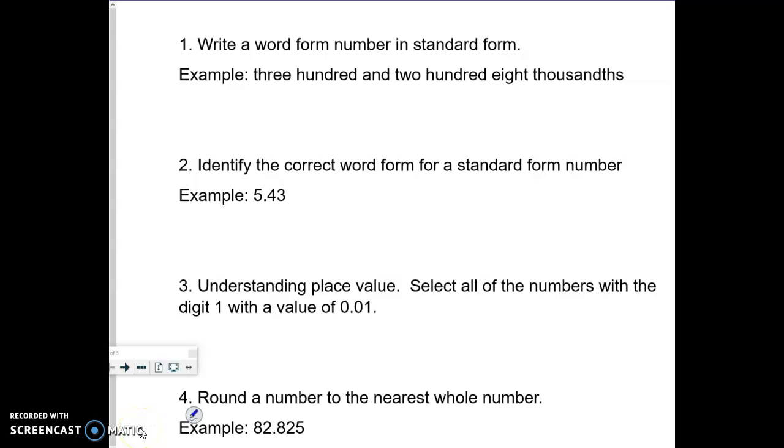Mr. Mace here to help you review for your Unit 2 decimals test that will take place either later today or tomorrow, depending on who your teacher is. This is a 20-question test, so the review that I'm going to go through here today is also going to be 20 questions, or I'm going to tell you what those 20 questions are going to be about.